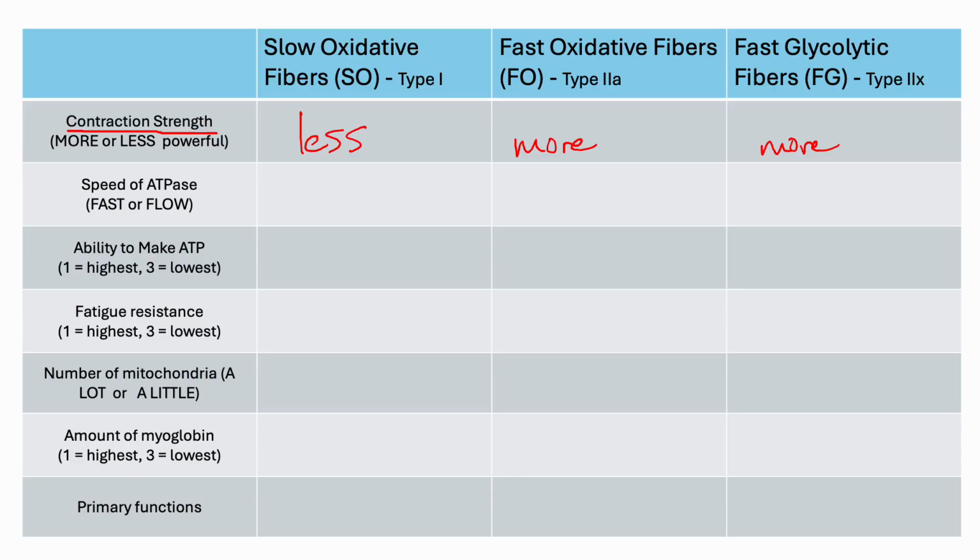Now, the ATPase, remember that's the enzyme we mentioned that hydrolyzes the ATP into ADP and Pi, which is necessary in the contraction. So the slow oxidative fibers are named slow because they are slower to hydrolyze ATP. So that's supposed to be an S right there, sorry. So this one is slow. These are named fast because of the rate at which the ATPase works. So these would both be fast.